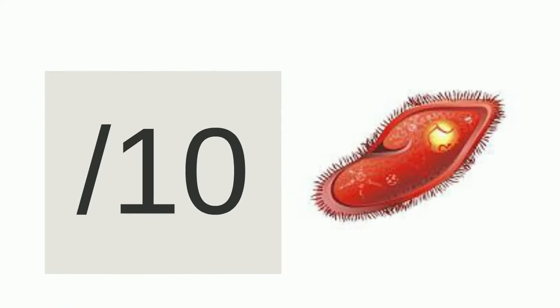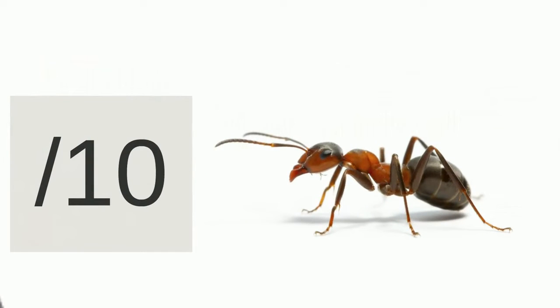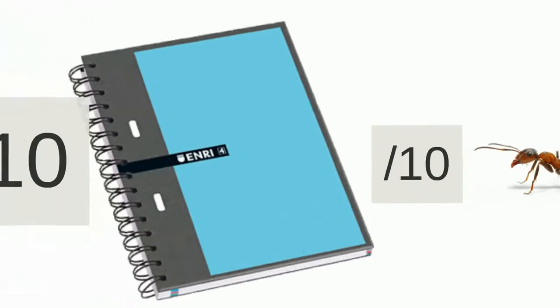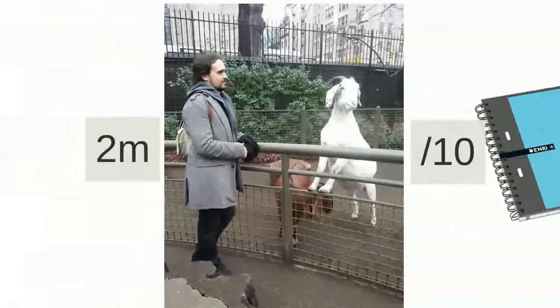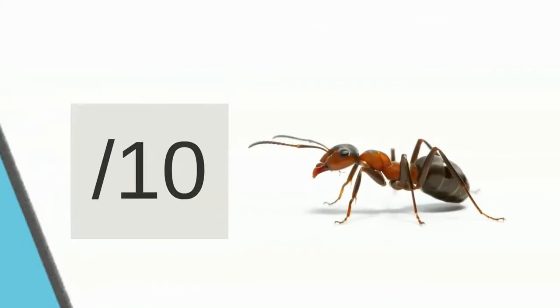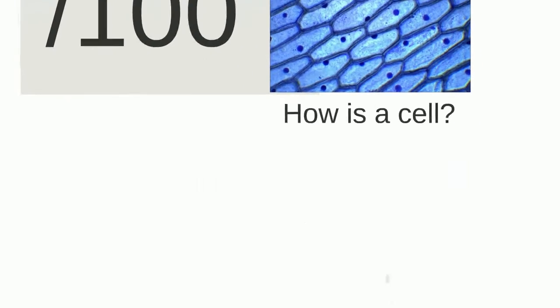And remember that the amoeba is 10 times smaller than the louse. The amoeba is 10 times smaller than the ant. And the ant is 10 times smaller than the notebook. And the notebook is 10 times smaller than me. So this is how small a cell is. Very, very, very small. So these very small cells, which we know all living things are made of, let's see what a cell is like.